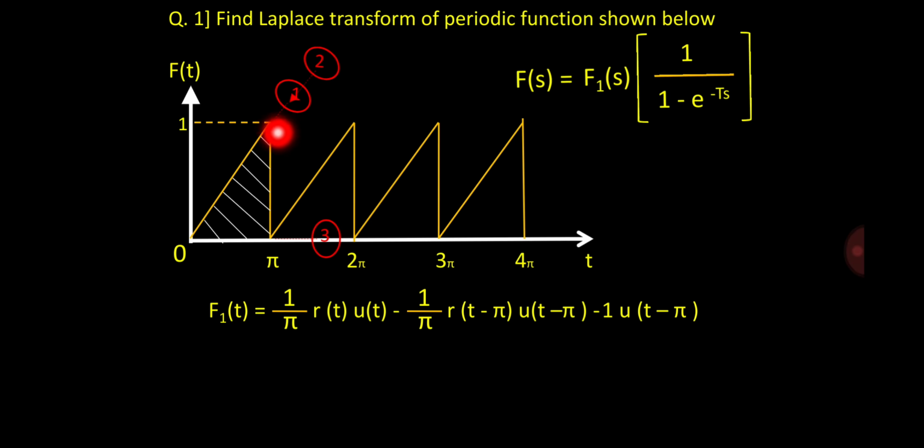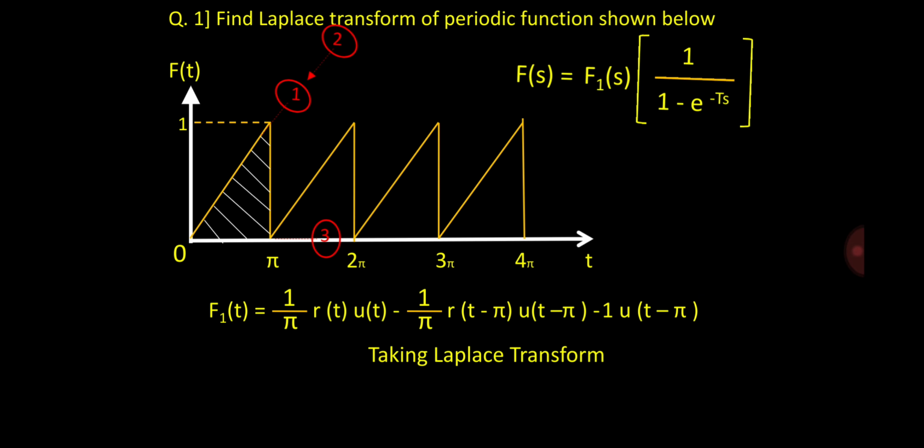After that the magnitude is decreasing from 1 to 0. So as the magnitude is decreasing, in the unit step function we have to consider the magnitude. So minus 1 u of (t minus pi), because the unit step function is at pi. So u of (t minus pi). So we obtain f1 of t here.